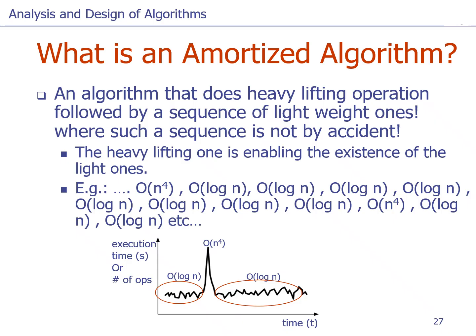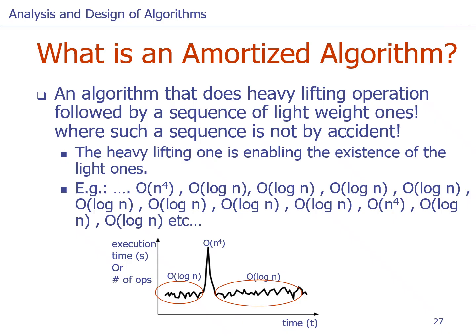But after we finish this n to the 4 operation, now I'm assuming here that we are invoking this algorithm with some data. So I invoke it with data set 1, and I get n to the 4 performance. And then later on, when I invoke it, I get log n. And then again log n, and again log n, and a stream of log n's, which is obviously much better than n to the 4. And then suddenly I get the n to the 4 operation again.